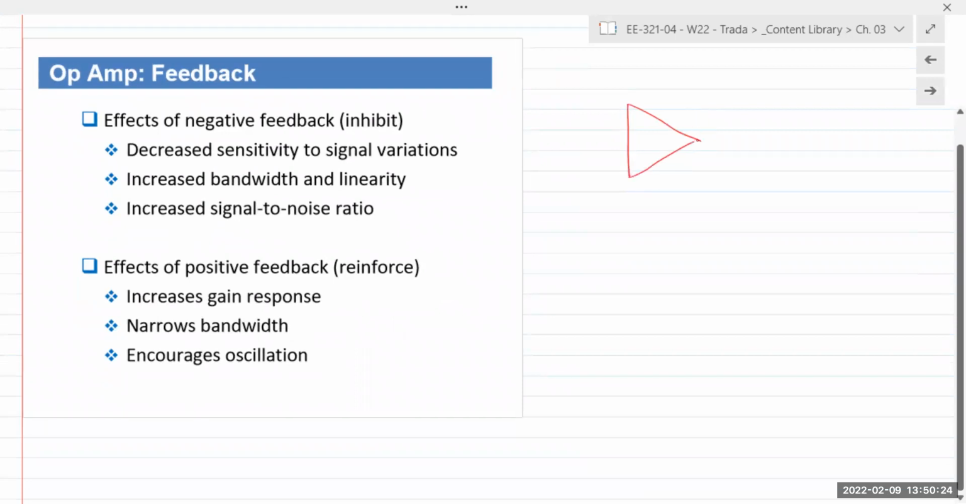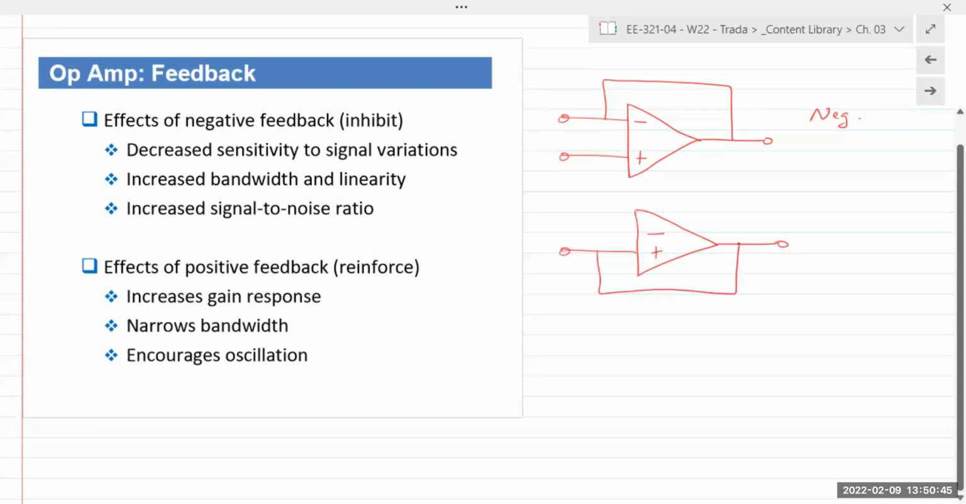So if this is output, this is the negative terminal, output goes in here, it's negative feedback. If output goes into the positive terminal, it's positive feedback. Both of them have their uses, but typically we would use an amplifier or an op-amp with negative feedback. So most of the circuits that you would look at will always have negative feedback.